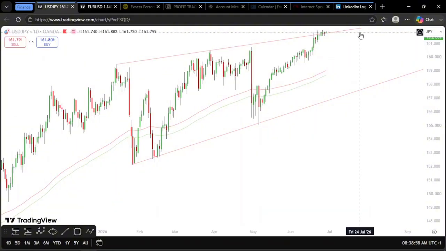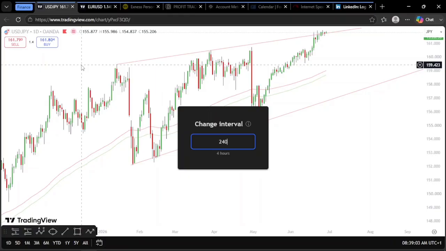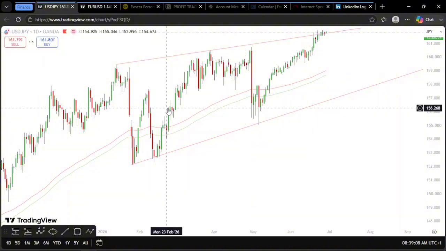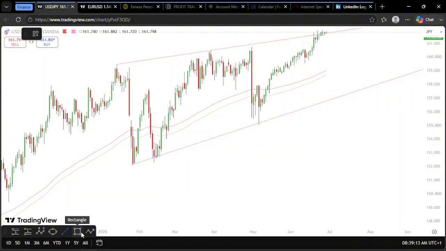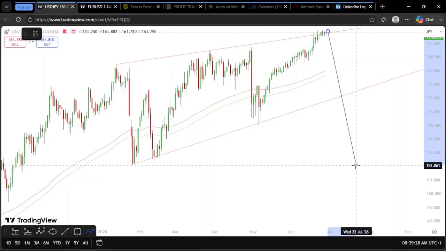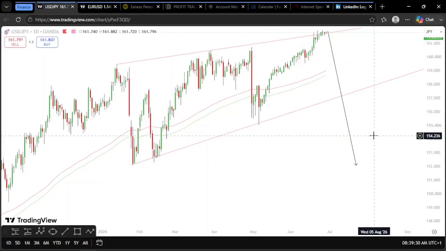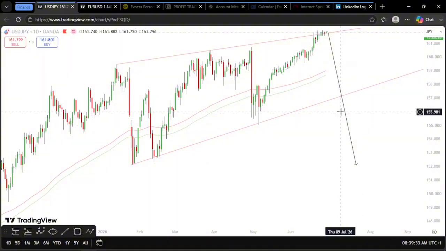So what else will I be looking for? We'll be looking for an entry opportunity on the daily time frame, which hasn't presented itself yet. If I get confirmation on the lower time frame or the daily time frame, I'll be entering a sell opportunity all the way to the lows here. So that's my bias on our USD JPY.